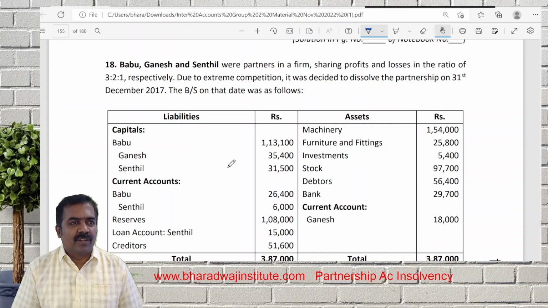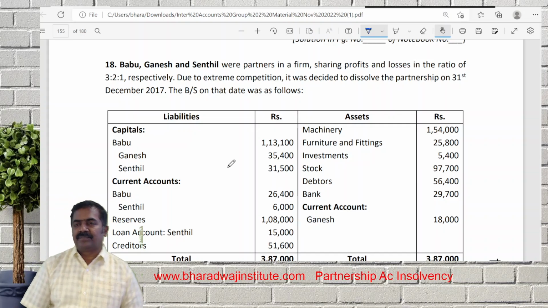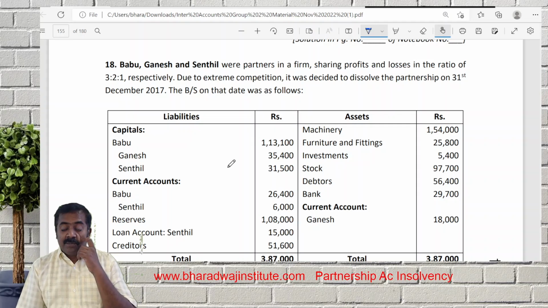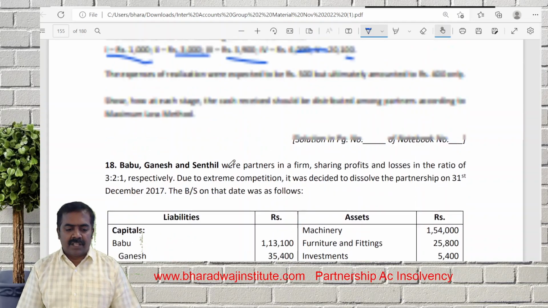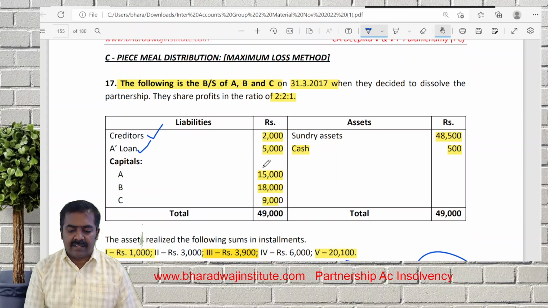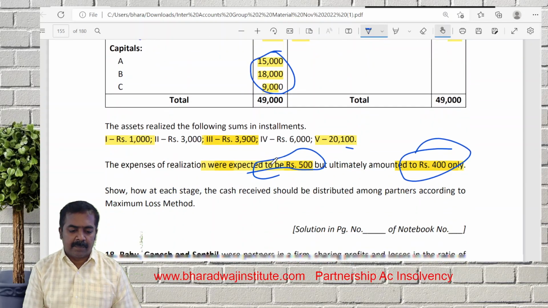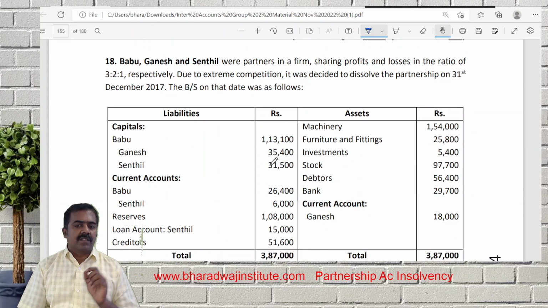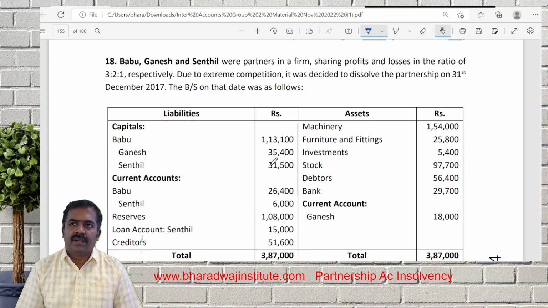18th question, one of the fantastic questions which we will do. Please remember, here capitals of the last problem were direct: 15, 18, 15, 18, 9 over, that's all. No adjustment in the capital. But this problem will have adjustment in the capital. So before even we start with the piecemeal distribution, we have to work out unpaid capital. We have to work out unpaid capital.